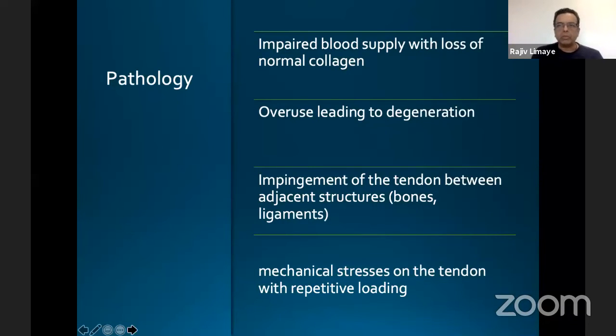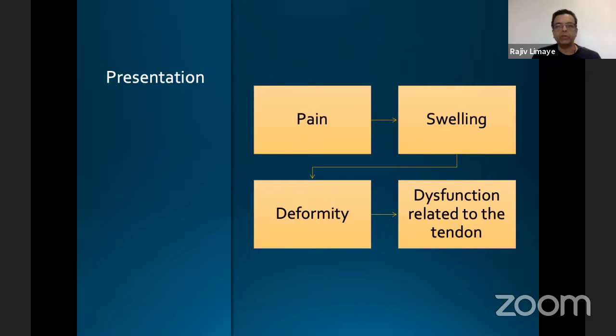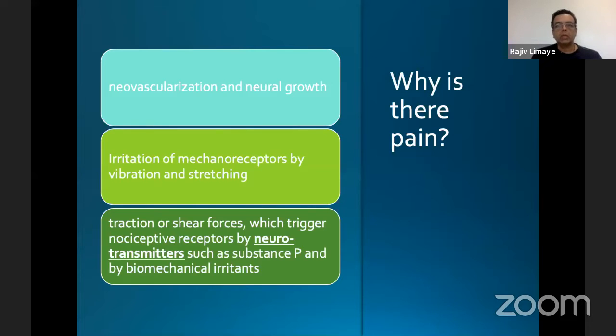So what's the exact pathology in this problem? The pathology is the impaired blood supply that leads to loss of normal collagen, deformity of the tendon, deformity of the joint. So why is there pain? The pain is due to neovascularization or neural growth. The pain is due to stretching of the mechanoreceptors, and it also leads to release of some nociceptive neurotransmitters such as substance P.